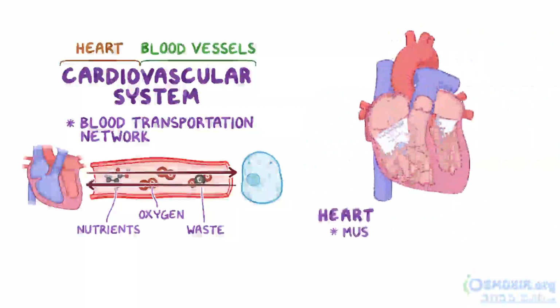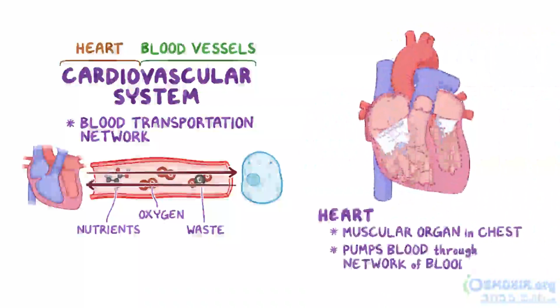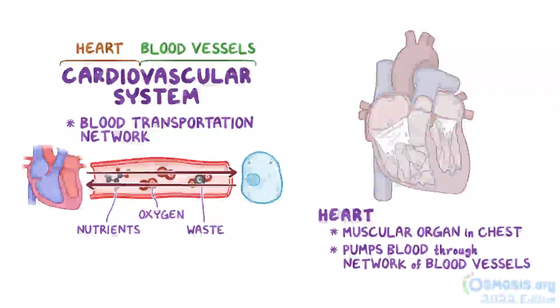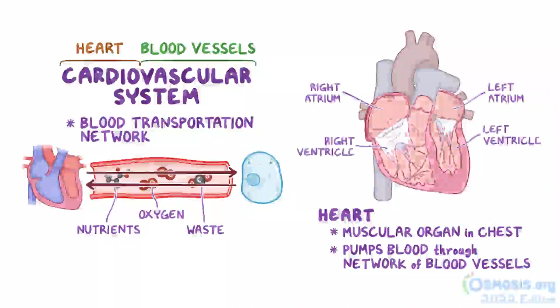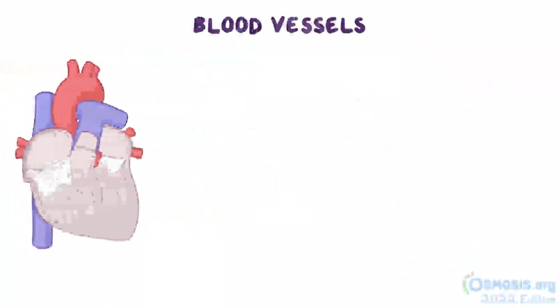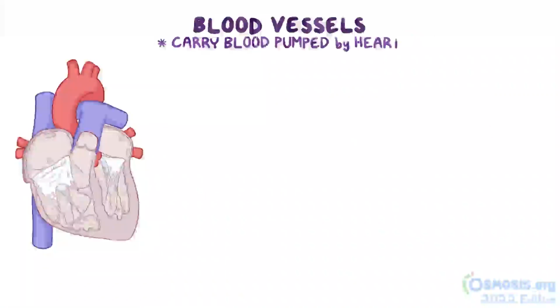The heart is a muscular organ that lies in the chest, and it pumps blood through the network of blood vessels in the body. It's composed of 4 chambers, a right and left atrium, as well as a right and left ventricle. Next are the blood vessels, which are tube-like structures that carry the blood being pumped by the heart.